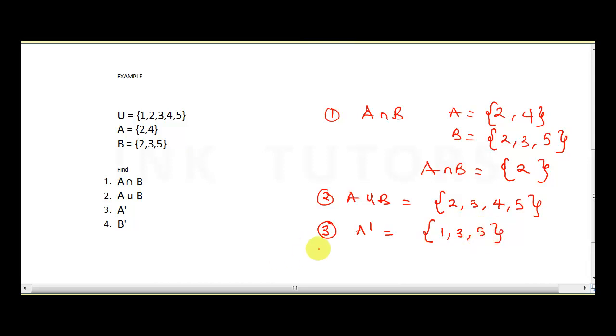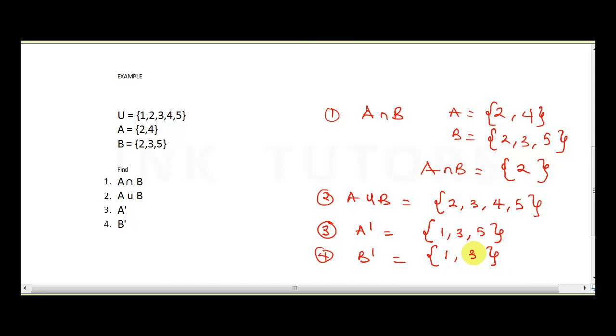Okay, so then question 4, that's B complement. It's going to be items that we cannot find in B but can be found in the universal set, and that is going to be 1. There is 2, so we're not writing 2. There is 3, so it's going to be 1 and 3. So that is B complement.